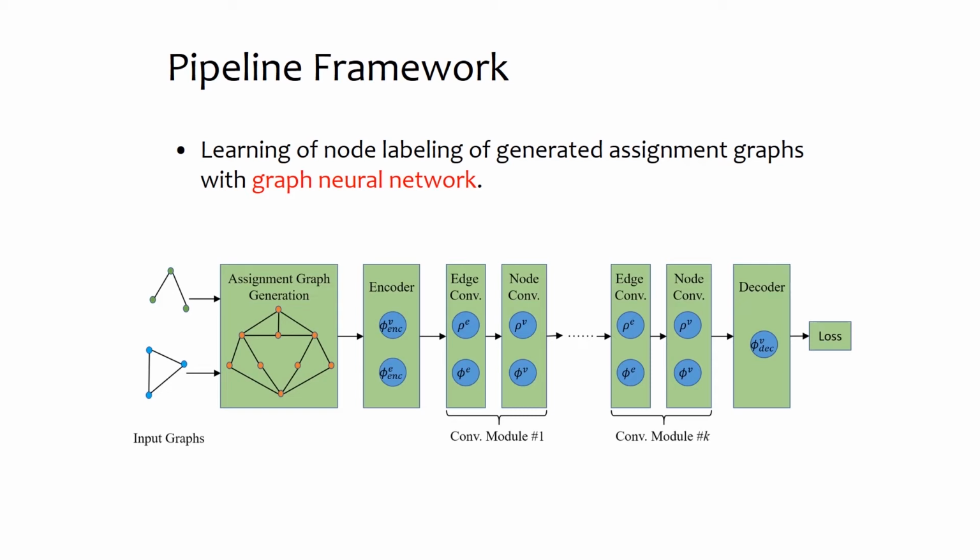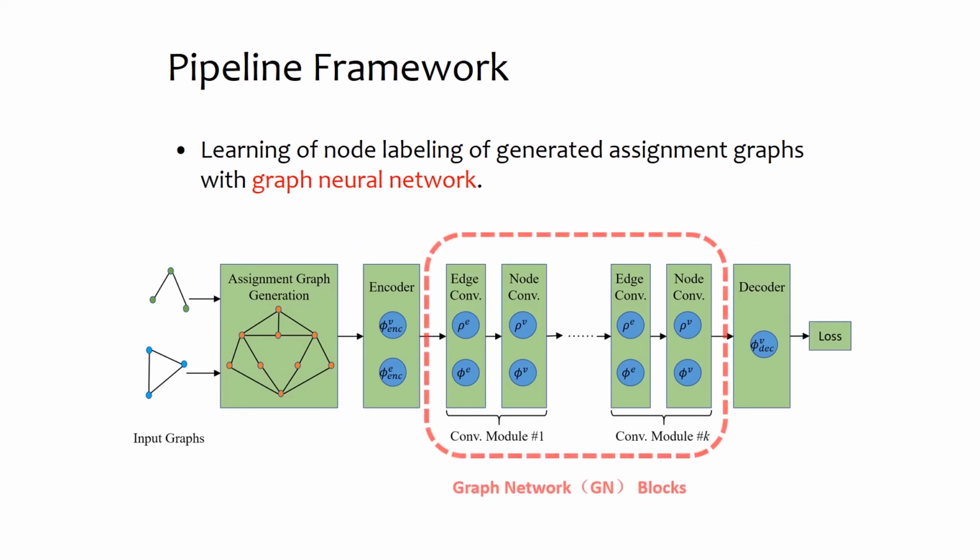The proposed learning pipeline for graph matching consists of 4 modules, including the assignment graph generation described before, and the encoder-decoder. The encoder module takes the constructed assignment graph as input and transforms its attributes into latent representations. The decoder is coupled to the encoder module, which reads out the final output from the updated graph state and reports the predicted node labels for loss computation.